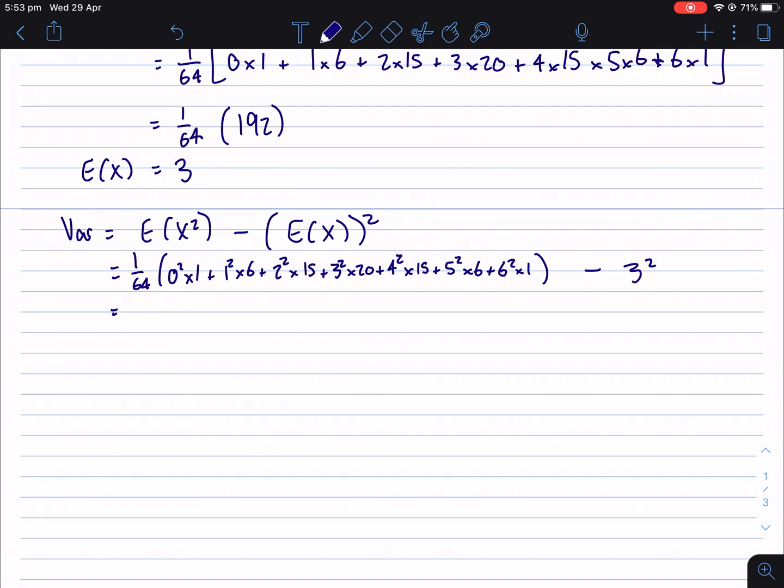So this one comes out as 1 on 64 times 1 squared times 6 plus 2 squared times 15 plus 3 squared times 20 plus 4 times, 672, minus 9. So that comes out as 1.5. Which incidentally means the standard deviation would have been square root of 1.5, but they haven't asked that.